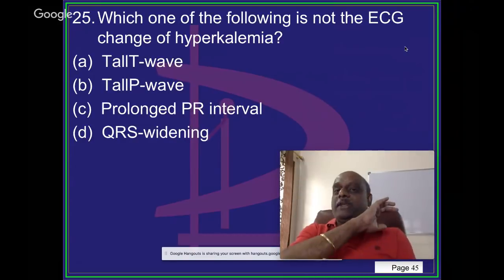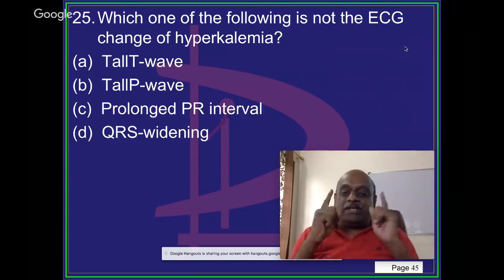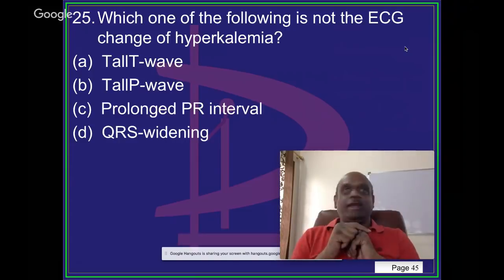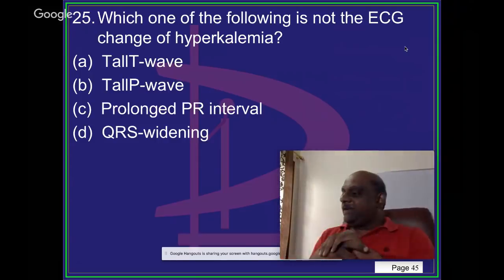Tell me the answer to this: in hyperkalemia, which ECG finding is not seen? If you answer this wrong, I'll be very sad. So many times we discussed, once more this question is going to come. Question 25, Ravi proposes B.